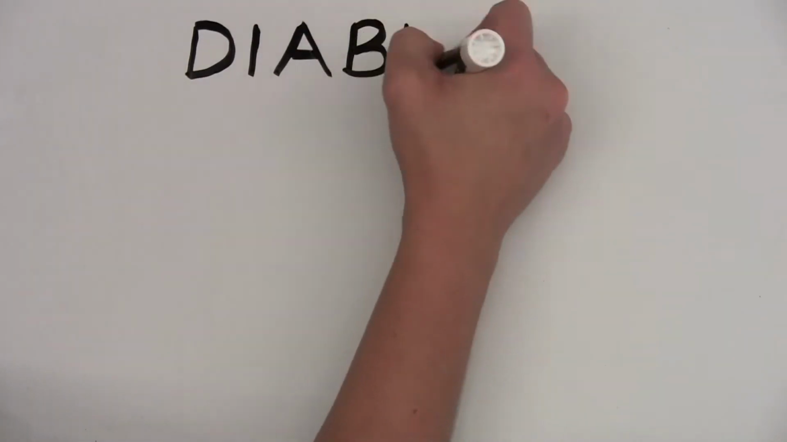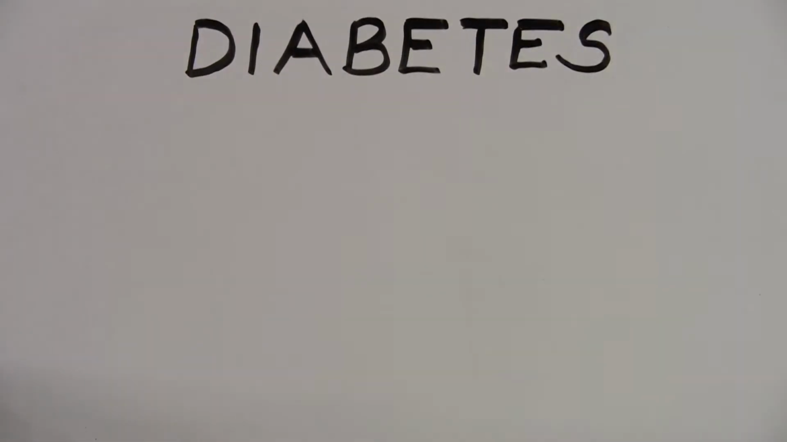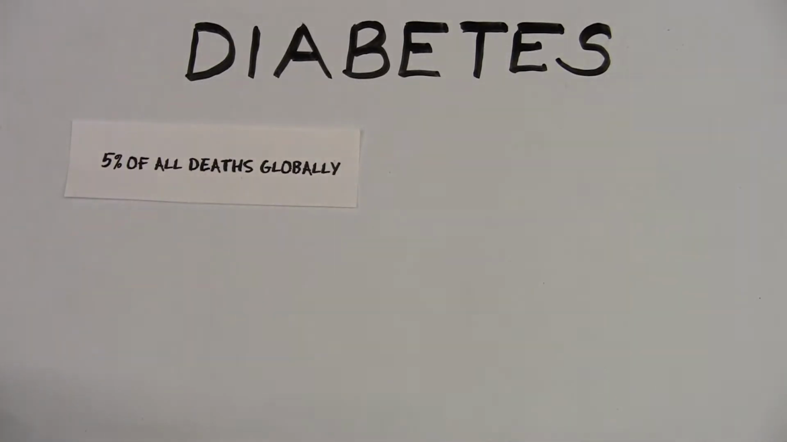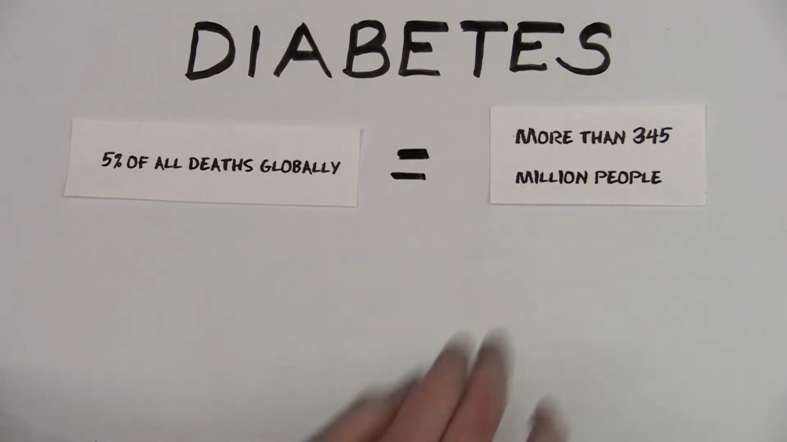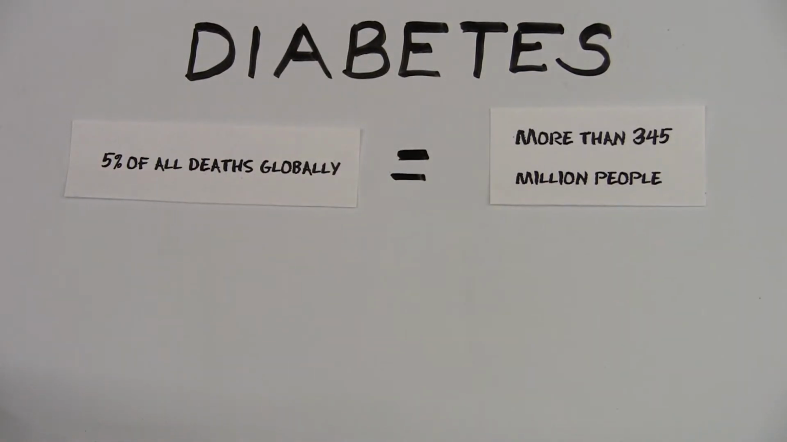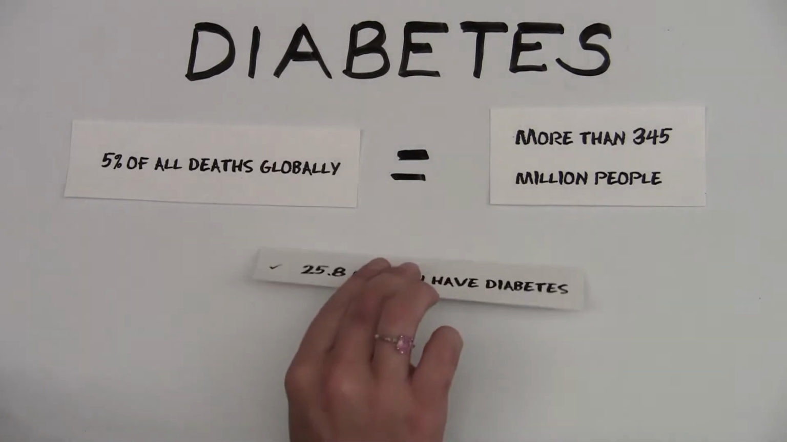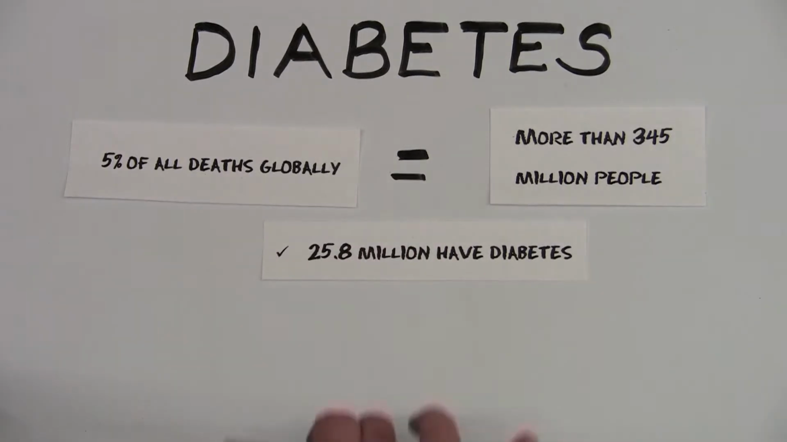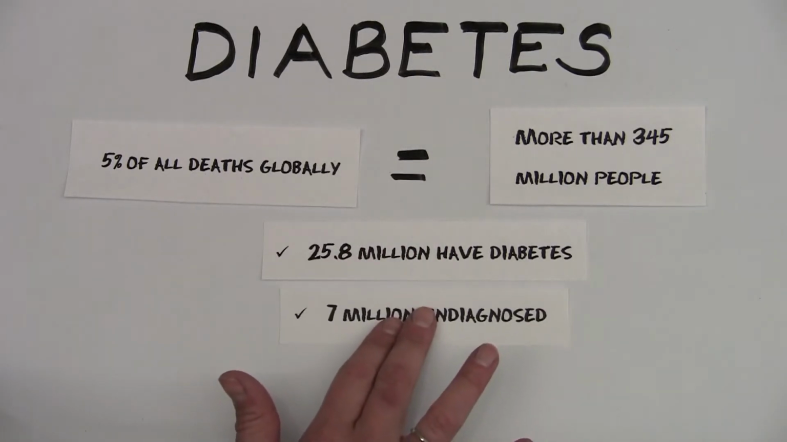Today we will be talking about diabetes. Did you know that diabetes is the cause of about 5% of all deaths globally each year? That is more than 345 million people. According to the American Diabetes Association in January 2011, 25.8 million people in the U.S. have diabetes. 7 million of those are undiagnosed.